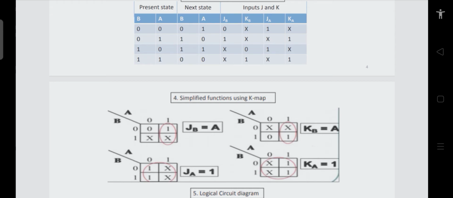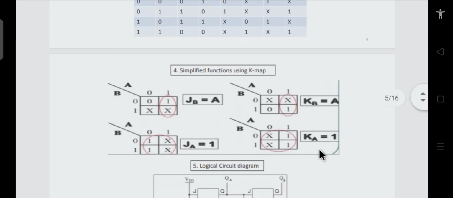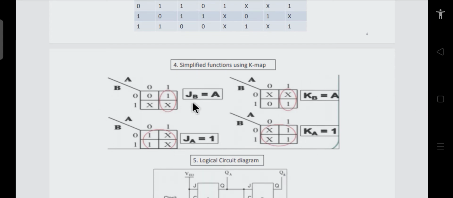Whereas for the first flip-flop, the LSB flip-flop, if these two entries are don't care in the table, then you can form a quad with this, and JA will be equal to 1. Similarly, if you form this for KA, it will be 1 in this case. This is how we find the equations. We find JB is equal to A and KB is equal to A, which means they are connected together. J is equal to 1 and K is also equal to 1, which means these two are also connected together.